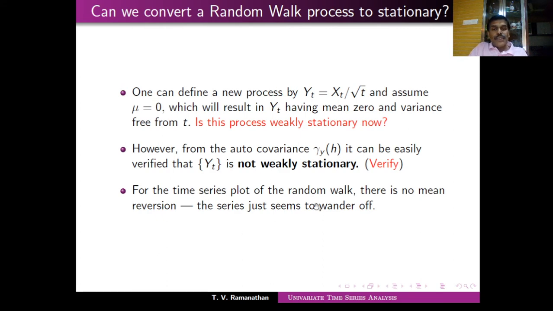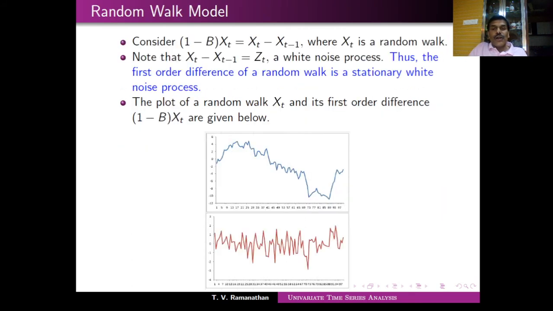So for the time series plot of a random walk, there is no mean reversion. It doesn't come back to the mean. The series seems to be just wandering off. See, for example, this is a random walk. This is with a drift, because it's not starting at 0; it's starting at some value here, and then it moves like this.